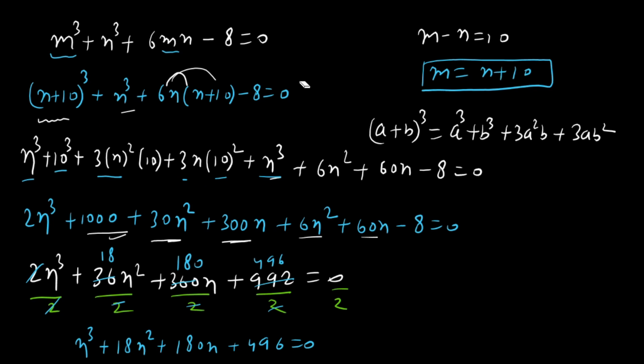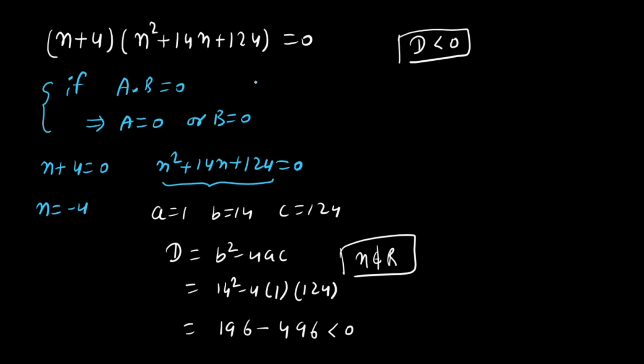Now n equals minus 4. m equals n plus 10. And we know that the value of n is minus 4. Then m equals, n is replaced by minus 4, plus 10. Then here m equals 6. We have m equals 6 and n equals minus 4.